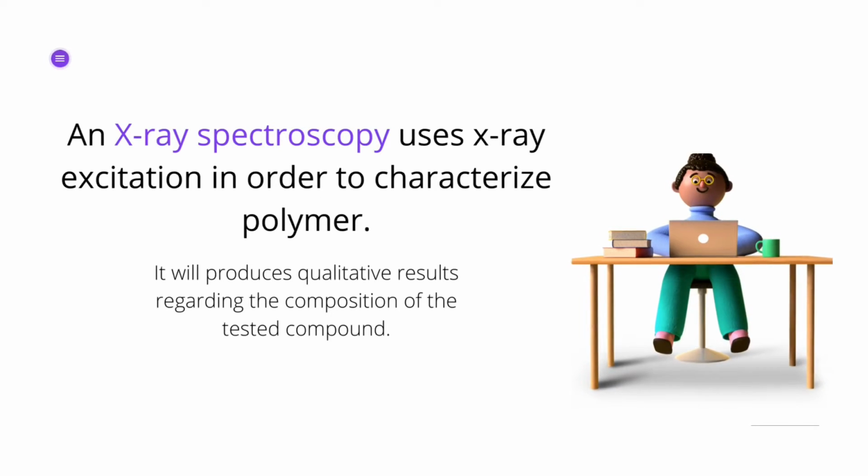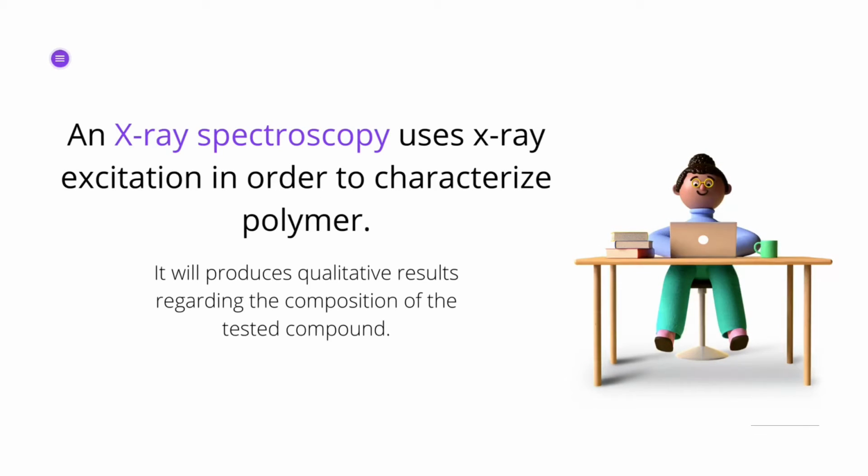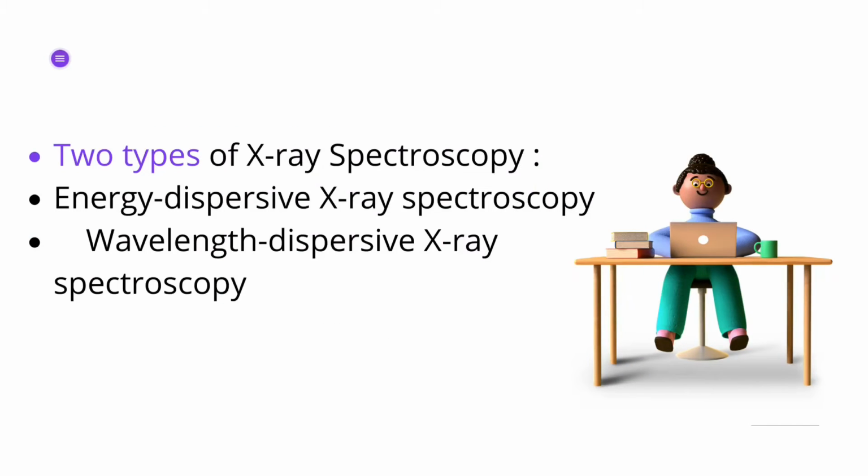X-ray spectroscopy uses X-ray excitation in order to characterize polymer. It produces qualitative results regarding the composition of the tested compound. There are two types of X-ray spectroscopy, which are energy dispersive X-ray spectroscopy and wavelength dispersive X-ray spectroscopy.